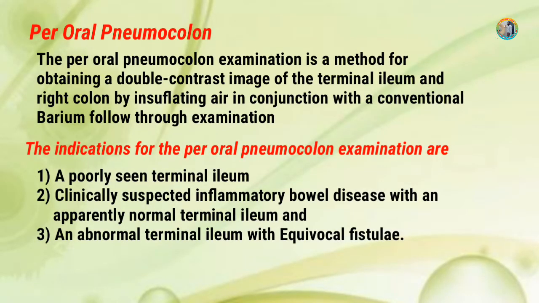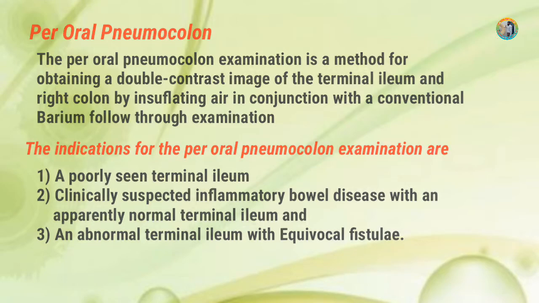Peroral pneumocolon. The peroral pneumocolon examination is a method for obtaining a double contrast image of the terminal ileum and right colon by insufflating air in conjunction with a conventional barium follow-through examination. The indications are a poorly seen terminal ileum, clinically suspected inflammatory bowel disease with an apparently normal terminal ileum, and an abnormal terminal ileum with equivocal fistula.